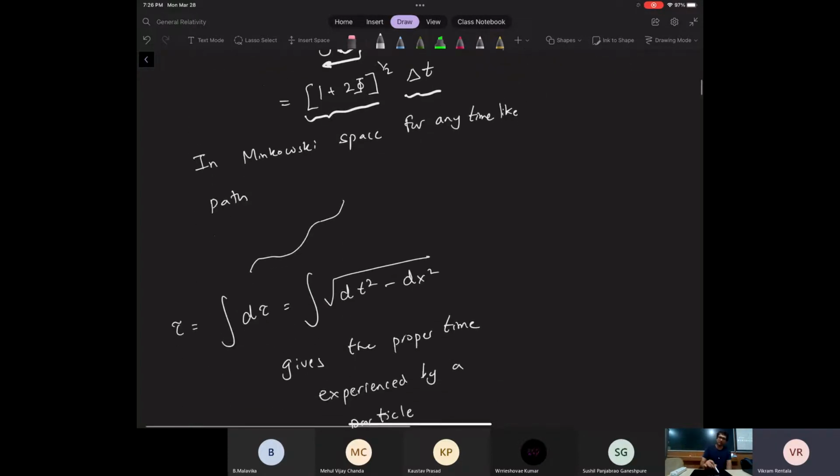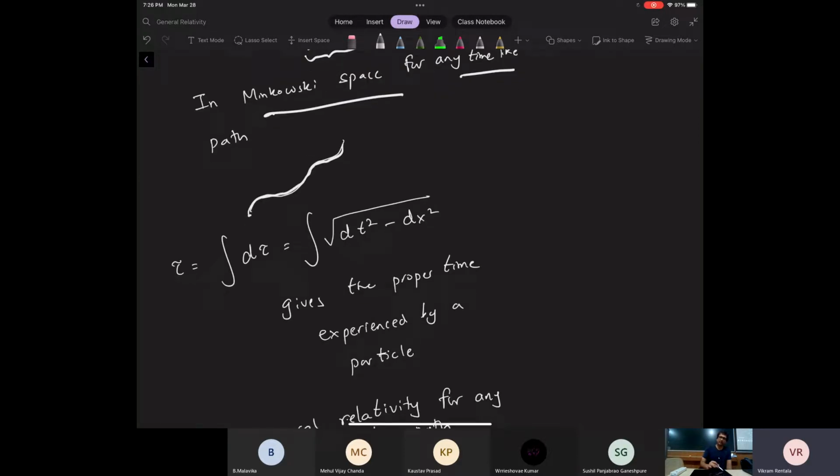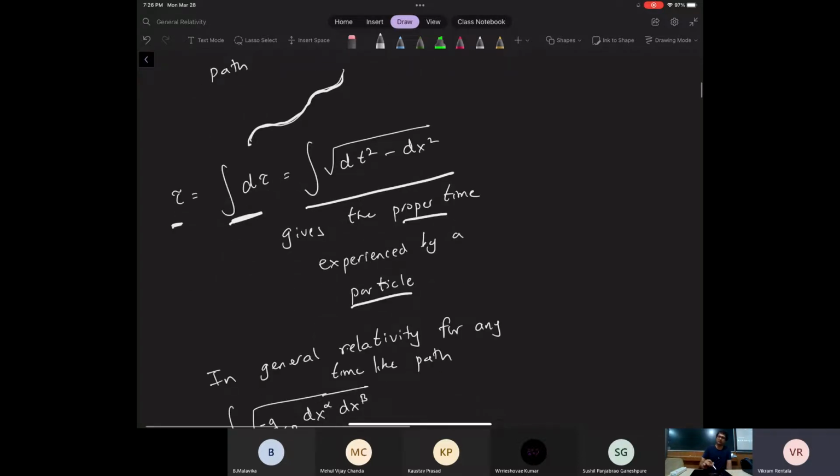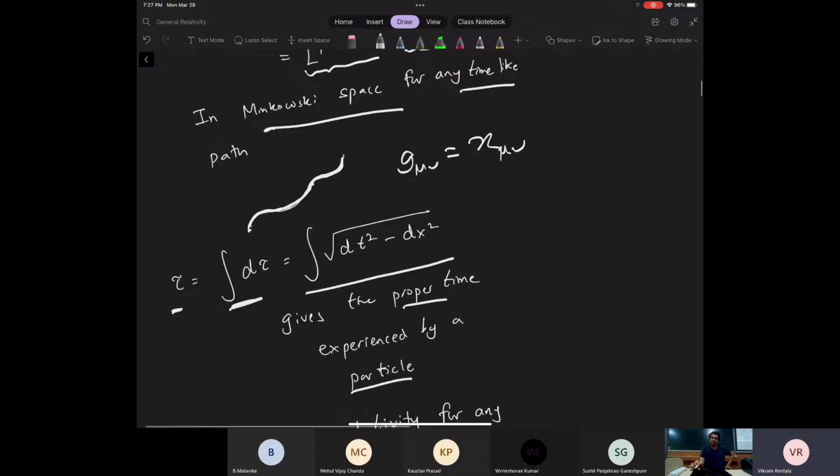In the midsem, you've seen that in Minkowski space, if you take a time-like curve, it doesn't actually have to be a geodesic, and I calculate the proper time along this curve, the proper time is the integral of d tau, which is the integral of square root of dt square minus dx square. This gives the proper time experienced by a particle, in the case where g mu nu is eta mu nu. A clock moving with that particle would experience exactly this amount of time.